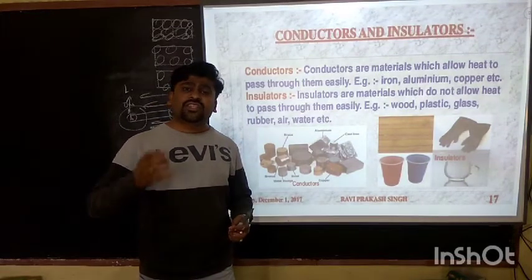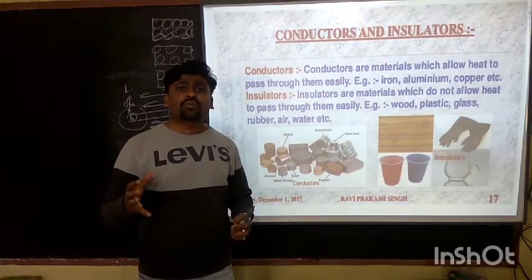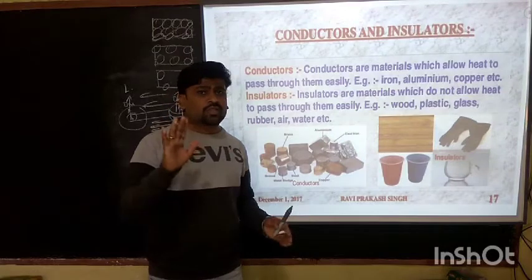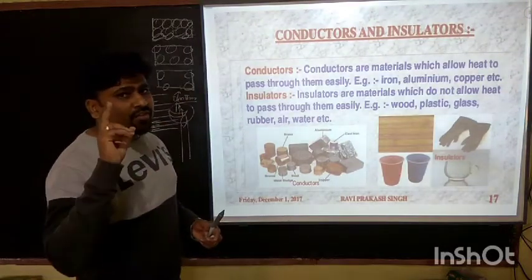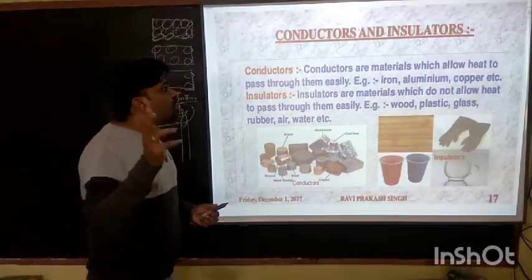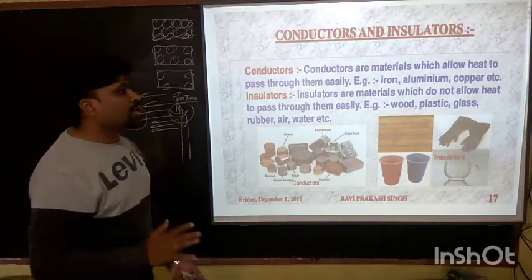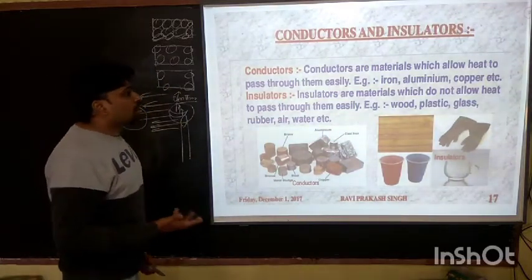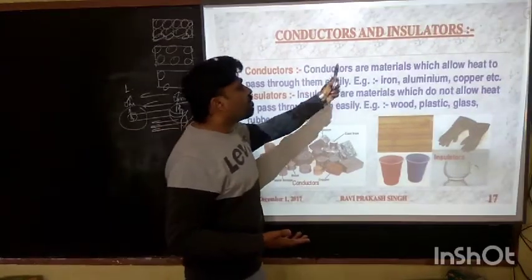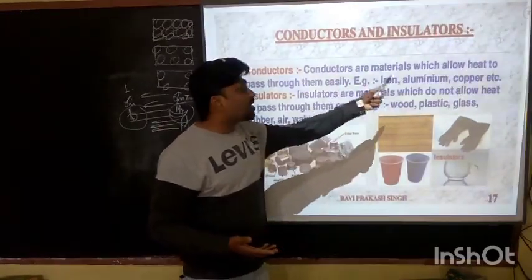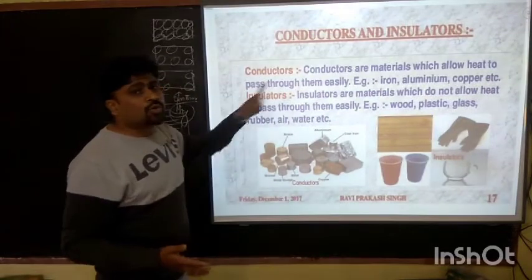The heat can transfer through only some of the substances. We can observe there are two types of solid. One is conductor and the second one is insulator. Then what is a conductor? Nothing but a conductor is a material which allows the heat to pass through.